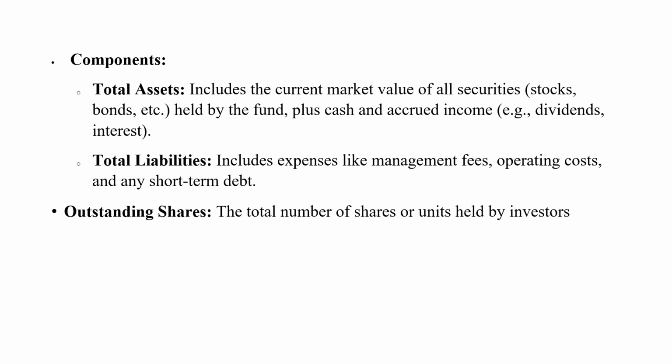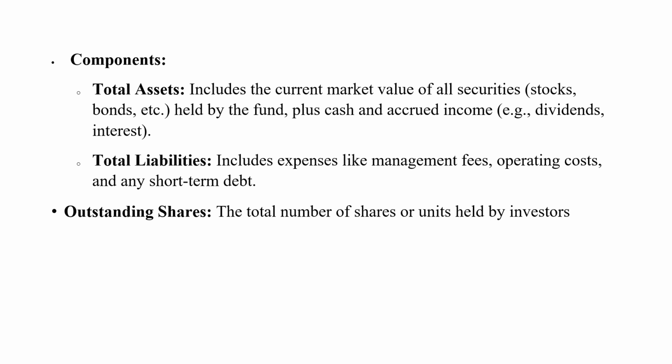Then you have liabilities too. The components you can see here: assets are the current market value of all securities held by the fund plus cash and accrued income. Total liabilities include expenses like management fees, tax payable, operating costs or short-term debt, or any other liability like borrowing. All this is calculated as the company's liability, and the rest as the company's asset.